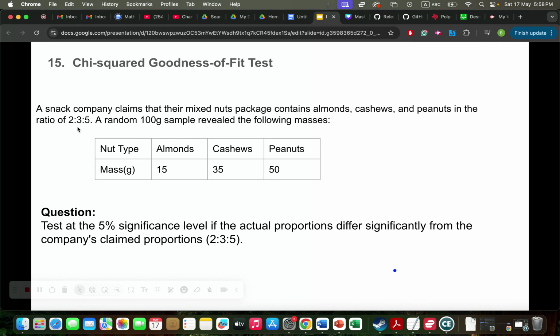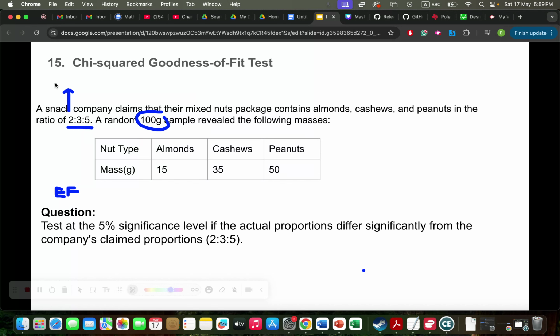So what we really need to do is first find out the expected frequency. I'm going to call this EF, the expected frequency for the mass of these three different types of nuts. If we got 100 grams of sample and it comes in a ratio of 2, 3, and 5, first we take 100 divided by the total number of parts here, which is 2 plus 3 plus 5, so that's 10 parts. So what we're really expecting is 100 divided by 10, which gives me 10.